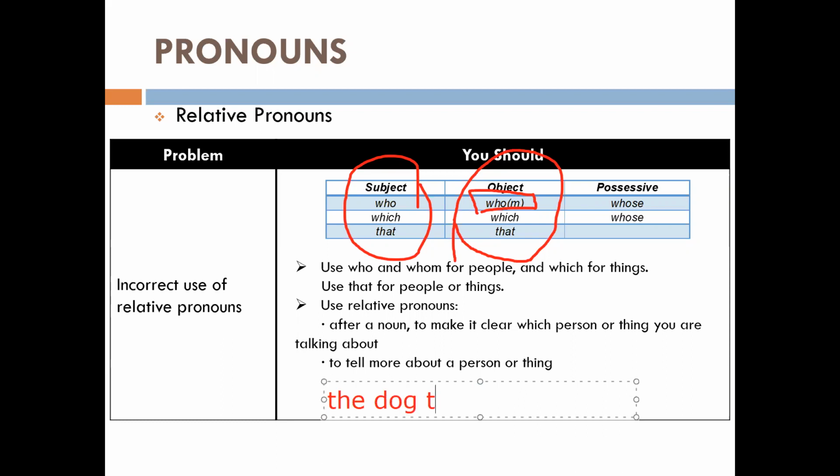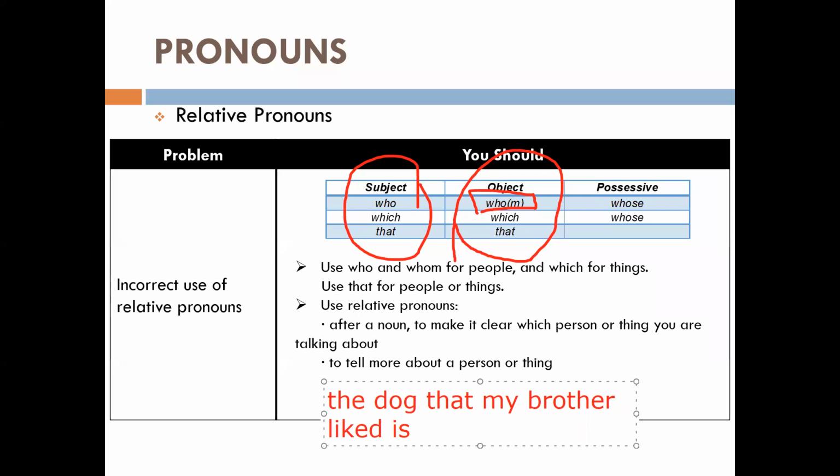The dog that my brother liked is over there. O pwede namang that my brother liked na lang. Para hindi past tense. Alright, the dog that my brother liked is over there. Okay. Now what about, gawin natin siyang which. The dog which my brother liked. Nakikita yung difference, ha?